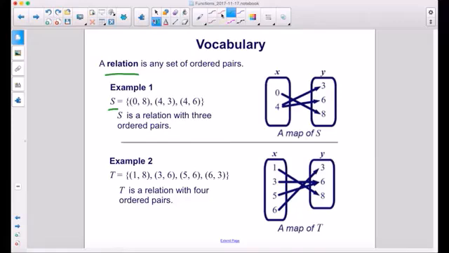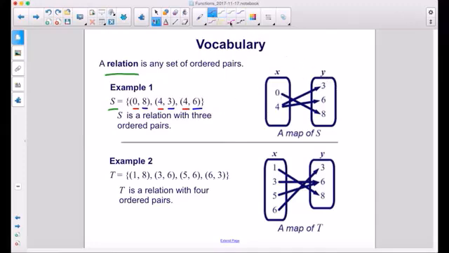In this case, we have X values of 0, 4, and 4, and we have Y values of 8, 3, and 6. So for the X values, 0, 4, and 4. You don't have to write 4 twice because that's redundant. This covers all possible X values. And then we have the Y values 8, 3, and 6. This is our map over here.